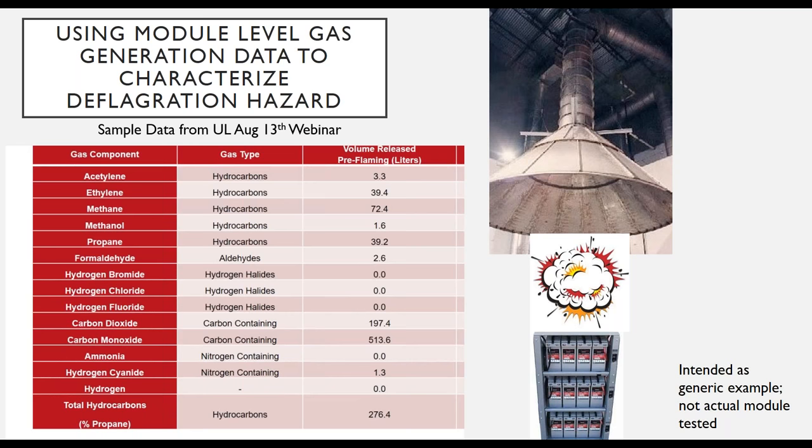Here is some sample data provided by Adam from UL, showing the kind of gas compositions and volumes measured in a preliminary test. And you can see that the gases include various hydrocarbons, acetylene, ethylene, methane, propane. They include other gases, carbon monoxide, important gas, and carbon dioxide, a combustion product, and other potential electrolyte decomposition products that you see listed here. And the analysis includes a calculation of the total hydrocarbon production, which is an important parameter to characterize the overall deflagration hazard. Next, please.